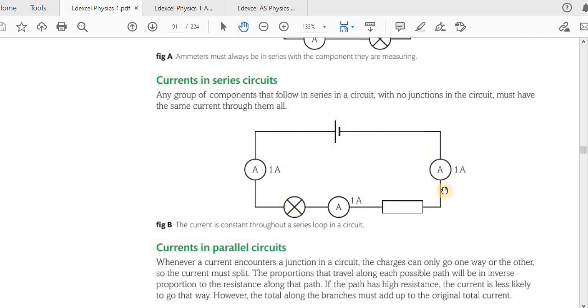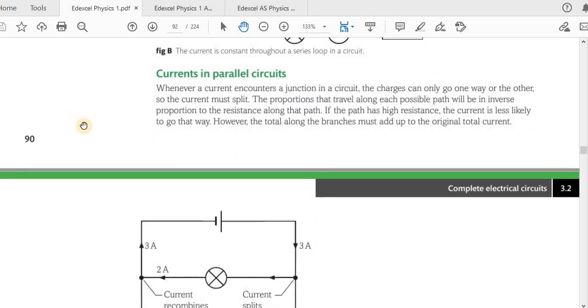So all these ammeters read 1 ampere because there is only one path or one way for the current to flow. The current is constant through a series loop in a circuit. This is, by the way, called a loop. You can see it's a loop. This is a loop. Currents in parallel circuits.